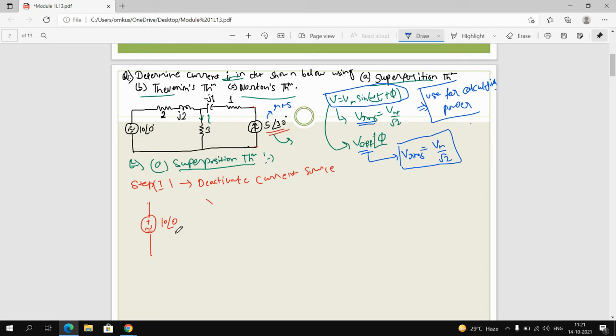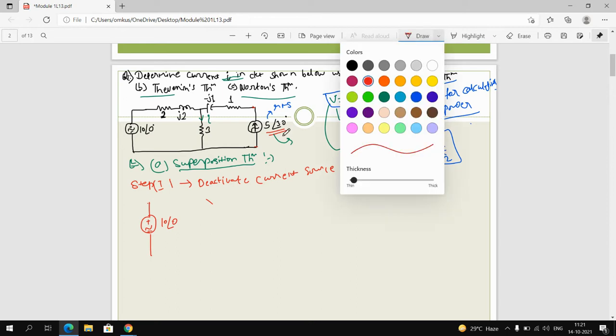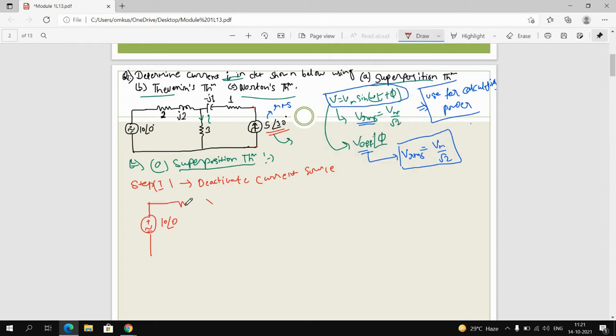So now see, we deactivate this current source. First of all, your circuit looks like that, which is 2, j2, and this is a current of 3 ampere, which I take here as I1, right? And this is an open circuit, so no current flows from this branch because the current source is removed from that branch. Okay, so we need to find the current.